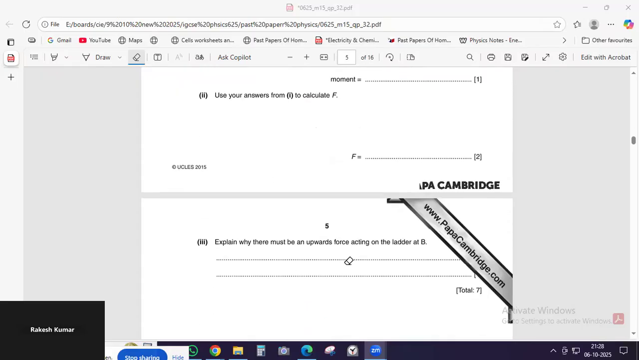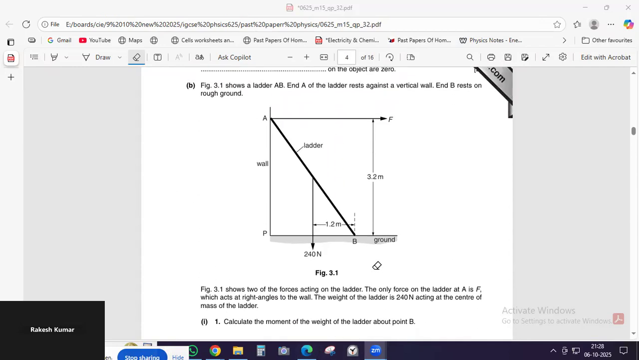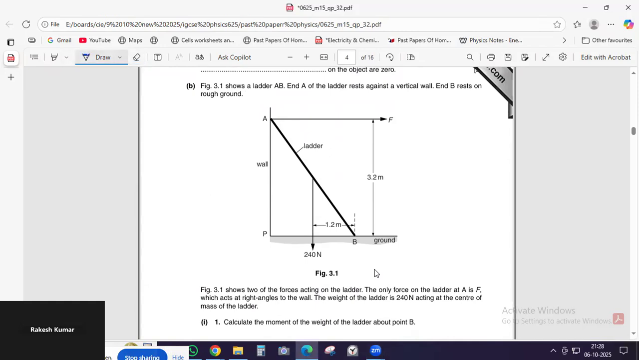Explain why there must be an upward force acting on the ladder at B. Now, first you have to understand what exactly is happening, even though they have not mentioned the forces. It shows two forces acting. They don't say all the forces. One is this force and one is this force.